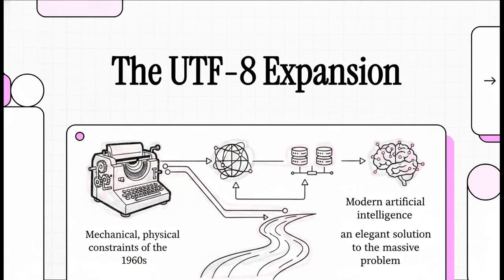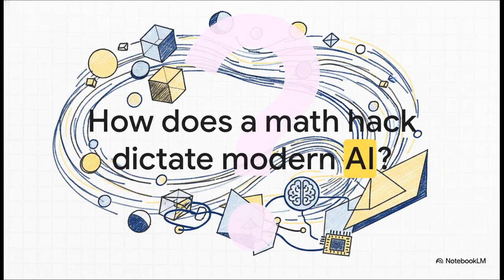It's the story of how a brilliantly elegant solution to a massive internet problem fundamentally shaped the web, and how those exact same design decisions are impacting the most advanced large language models we're using right now. So, I want you to keep a massive question in the back of your mind as we go through this. How does an ingenious mathematical hack, designed to fix a global internet crisis, now dictate the intelligence of modern AI?